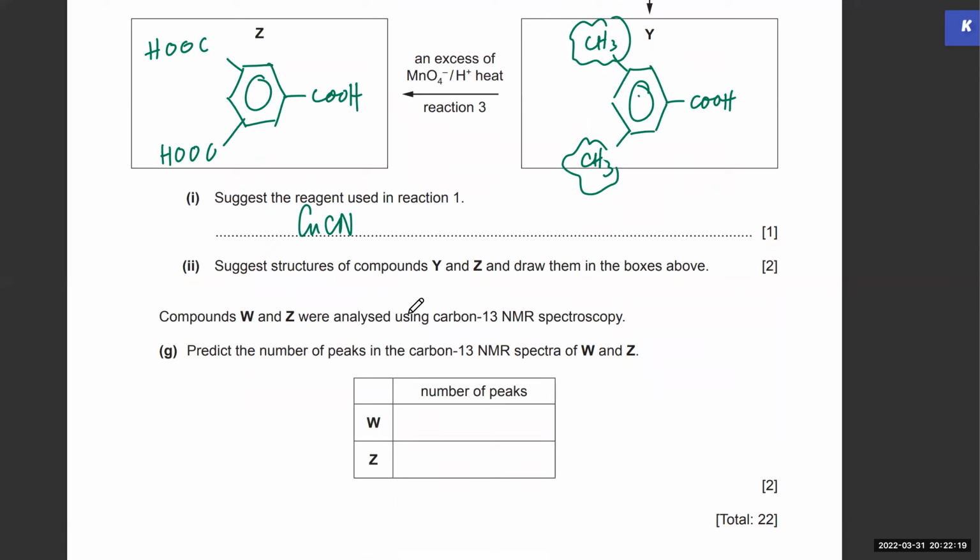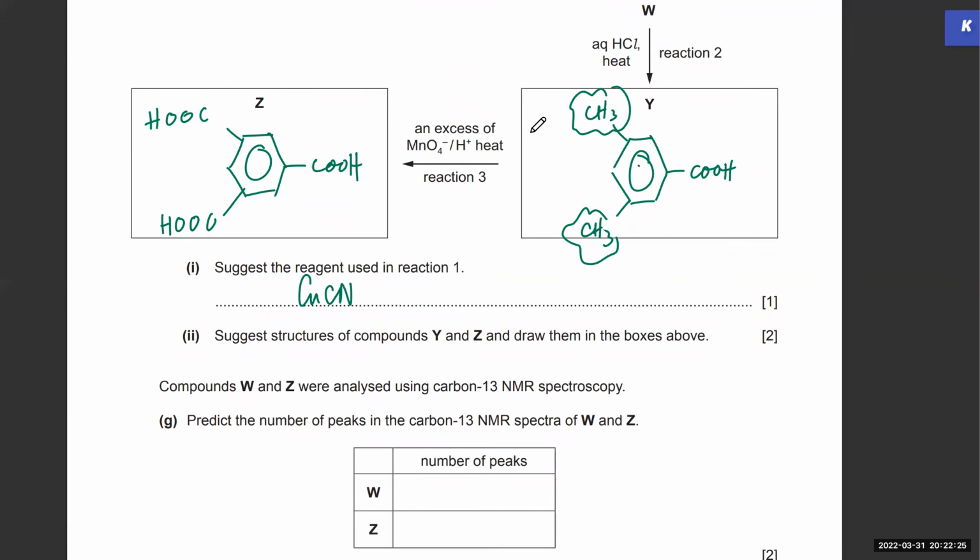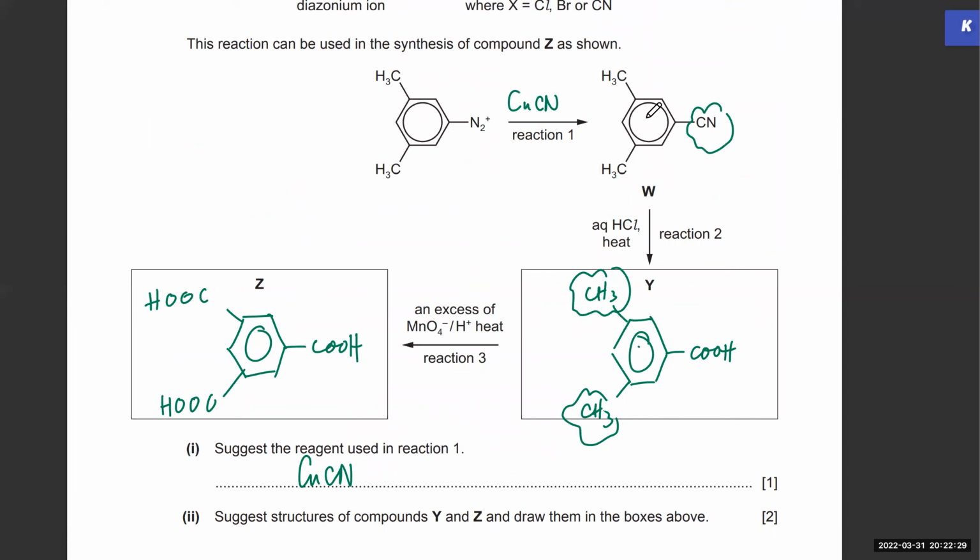Next, predict the number of peaks in the carbon-13 NMR spectra of W and Z. So he's talking about carbon-13 in W and Z. What's W? This one is W. Remember resonance. We're going to try and keep it simple. The rule for resonance is that the same type of environment will resonate at the same frequency.